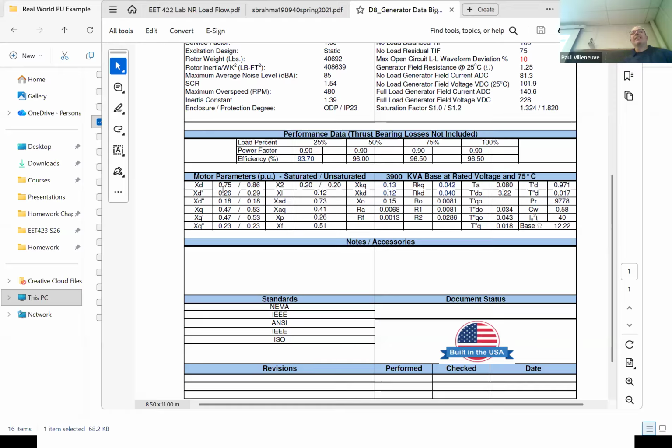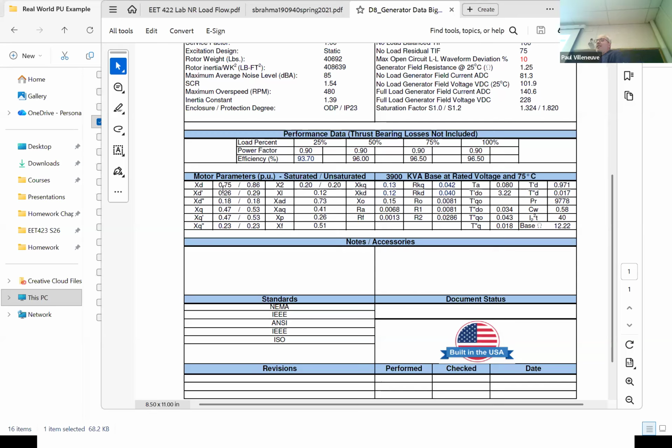XD double prime. Why? Because it's a smaller impedance, so the fault current would be higher. Yeah, 1 divided by 0.18 is going to be a heck of a lot bigger than 1 divided by 0.75, right? So under XD double prime conditions is the most amount of current.